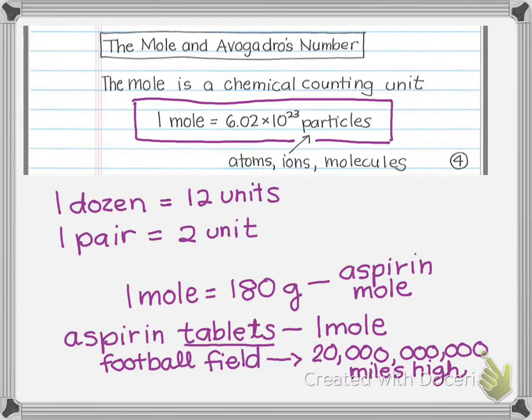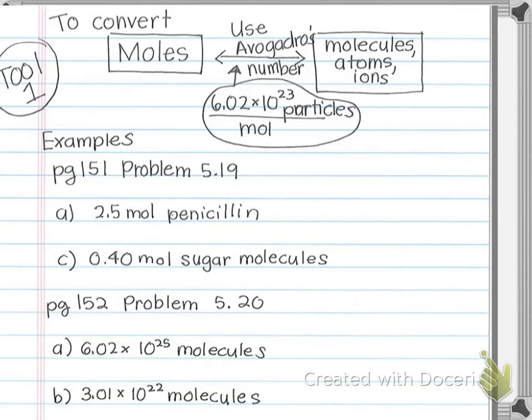Now, how are we going to use it in our calculations? So moles, and I have 2 tools that I think about in this chapter, and this is the first one, is Avogadro's number. And what Avogadro's number helps us do is go between units of moles and units of molecules, atoms, and ions. So things that are really, really small. So see here, I'm going to use Avogadro's number.